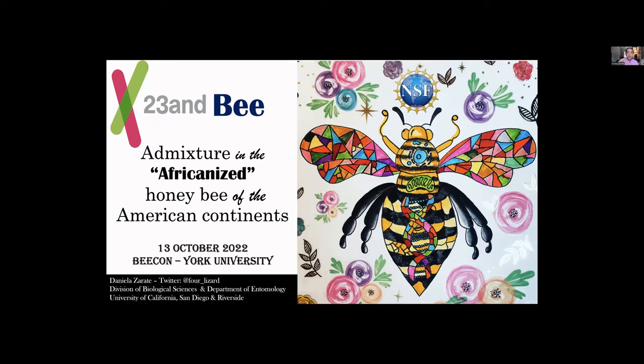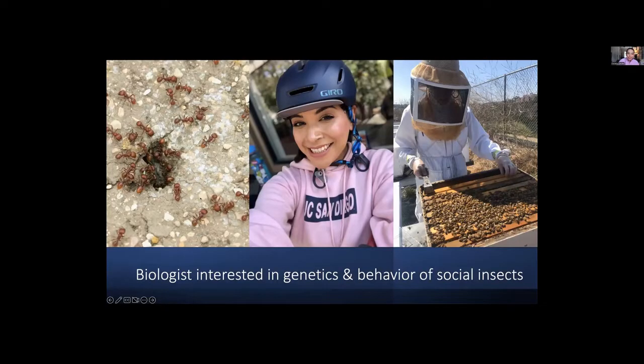I'm currently at UC Riverside as a postdoc with Jessica Purcell, studying supergene evolution in Formica, but I haven't forgotten my honeybees, and I still want to continue to do work in honeybees. But I'm going to be talking about what I learned concerning genomic admixture in Africanized honeybees across the American continents.